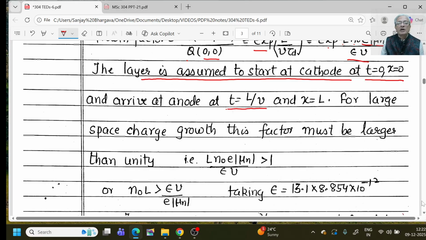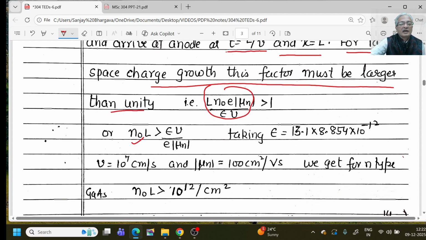T would be equal to L upon V and x is equal to L. For large space charge growth, this factor must be larger than unity. If I require large growth of space charge, then this factor has to be greater than 1, or N0L is greater than epsilon V upon E mu n.